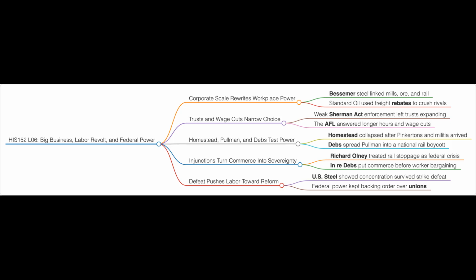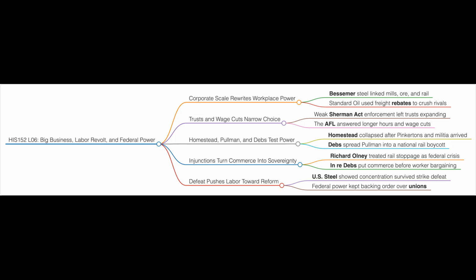Those possibilities remained thin. When the Depression of 1893 struck, falling demand, layoffs, wage cuts, and business failures sharpened the conflict. The economy narrowed workers' choices at the very moment when large firms still demanded stable output, regular freight movement, and obedience inside the shop.